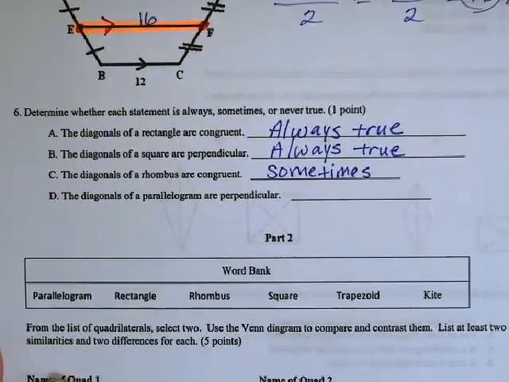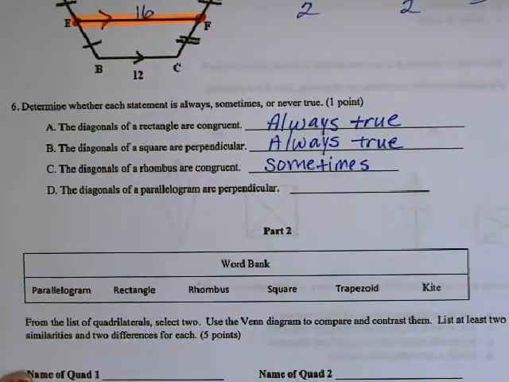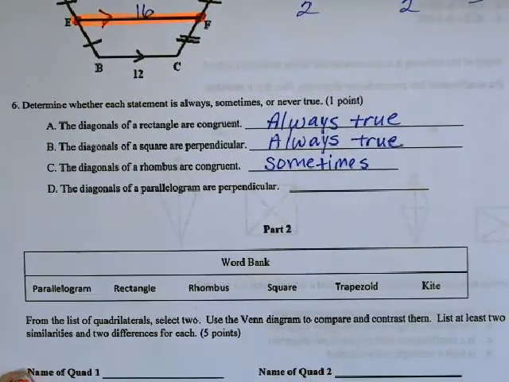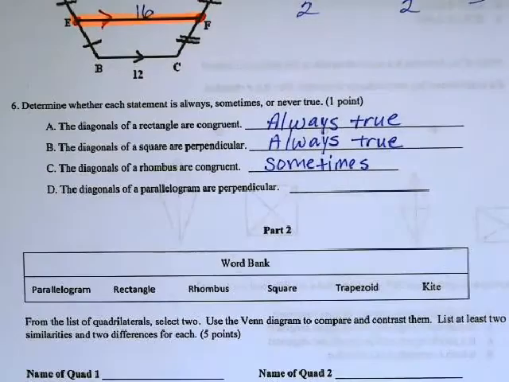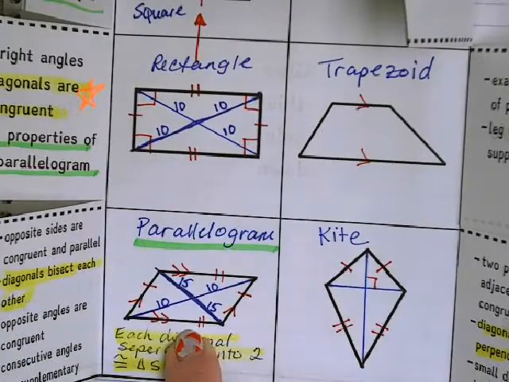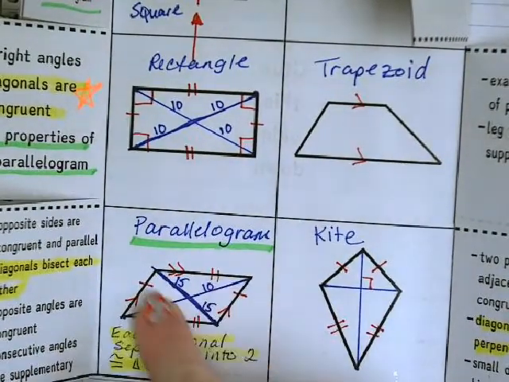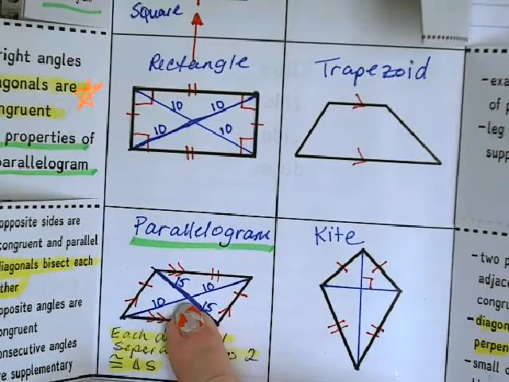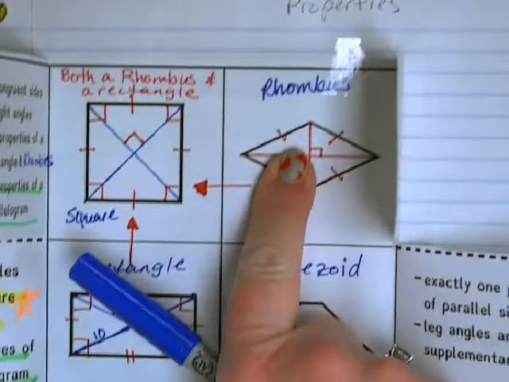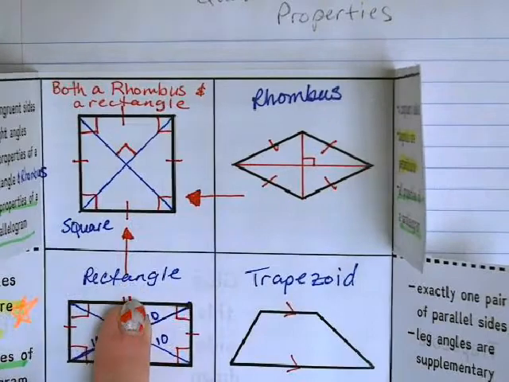All right. The diagonals of a parallelogram are perpendicular. Now, is that true of all parallelograms? Are the diagonals of all parallelograms, are they always perpendicular? No, right? All we could say about the diagonals is that they bisect each other. But remember, the rectangle, the square, and the rhombus are also parallelograms. Are they perpendicular in any of those?